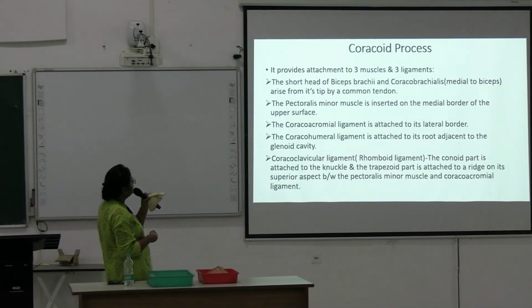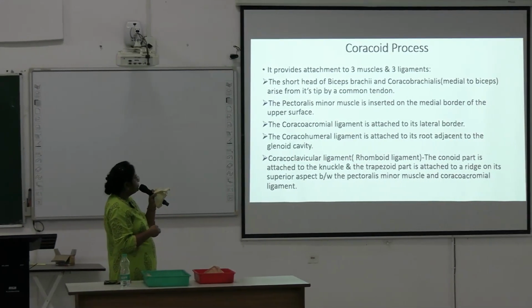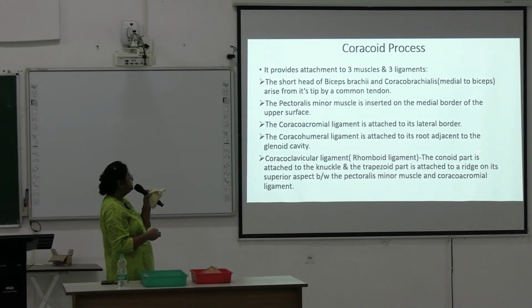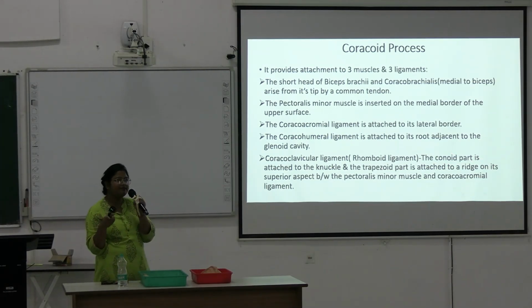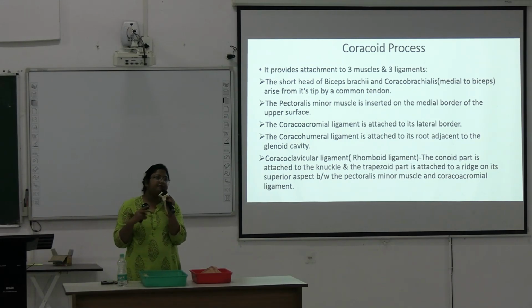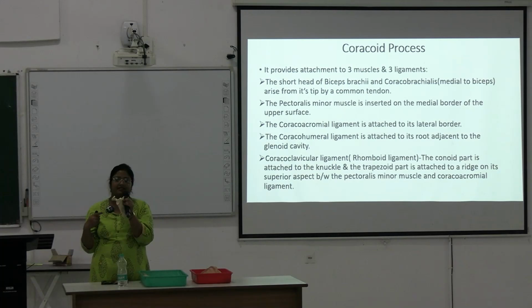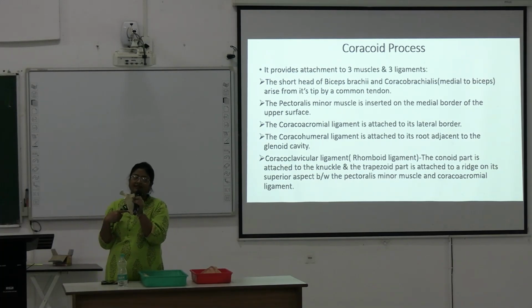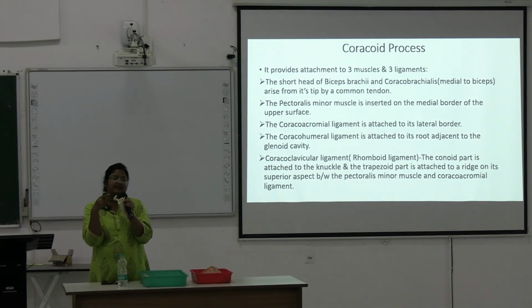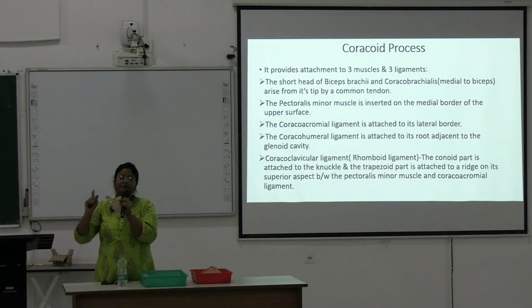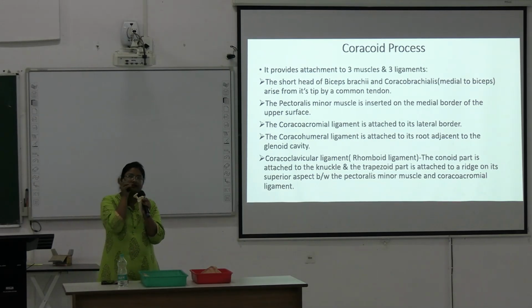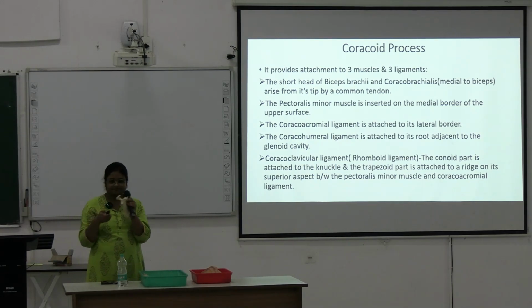Next is coracoclavicular ligament, also known as rhomboid ligament. It has two parts, conoid part and trapezoid part. This ligament you have learned during the clavicle. You have heard about this ligament in clavicle. So, the other end of this ligament is attached over this coracoid process, connecting these two bones. That is why the name is given.